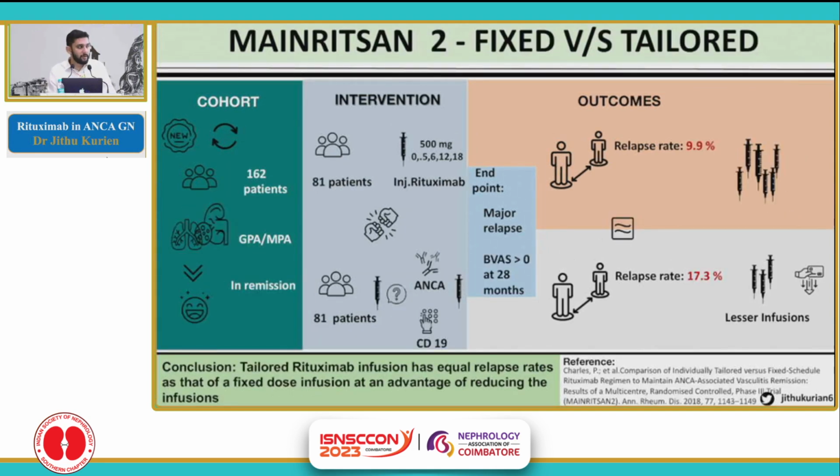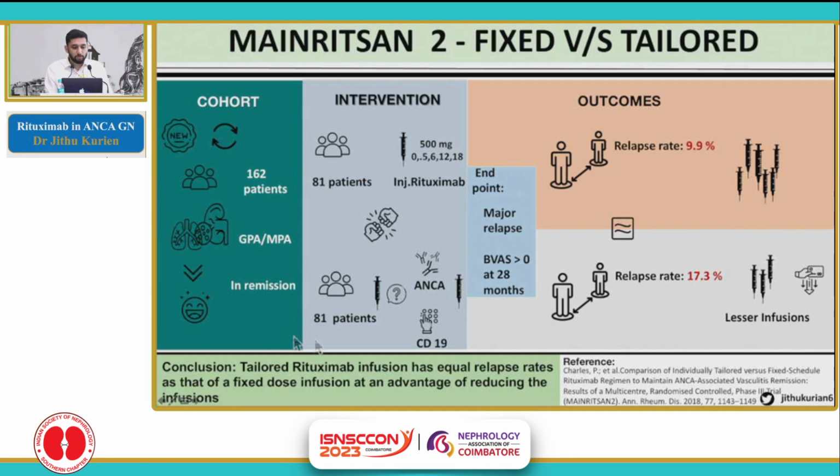In MAINRITSAN 2, what they tried to find out is, as opposed to the conventional fixed dose of rituximab we saw now, whether the second dose of rituximab could be given based on the ANCA titers and also on the CD19. So only if the ANCA titers went up, they dosed for the second time, or only if the CD19 went up, they dosed the second.